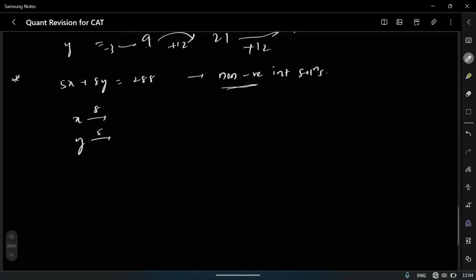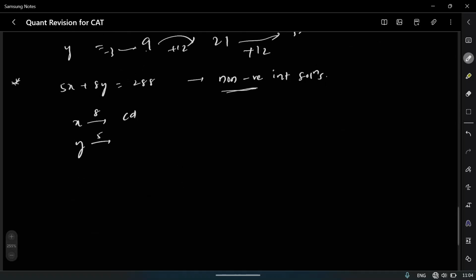So here the common difference is more, here the common difference is less. So 8 is more than 5. So the common difference here is more, so we will get fewer terms here. We will get fewer terms while solving for x for a larger common difference. When the common difference is more, we will get fewer terms. We'll see this. 5x equals 288 minus 8y.